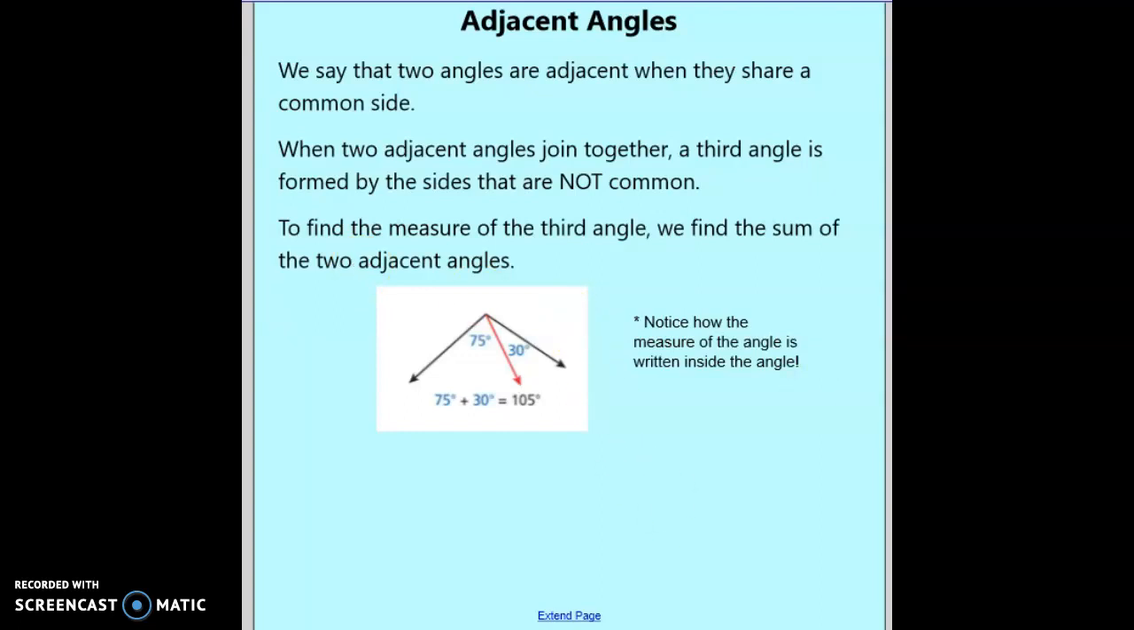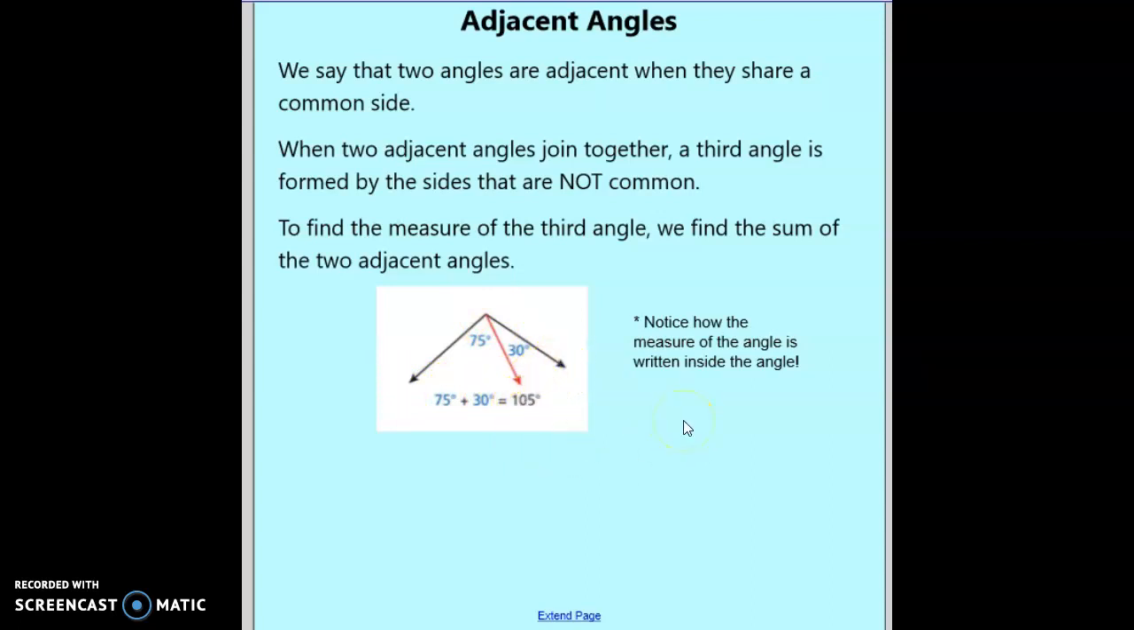We're going to talk about something called adjacent angles. We say that two angles are adjacent when they share a common side. Think about that. Look at the example here, and let me read that again. We say that two angles are adjacent when they share a common side. Here's an angle right here. Here's a second angle here to here. So this is the common side that they are sharing. The red line is the common side because it belongs to this angle and it belongs to this angle. So they share a common side.